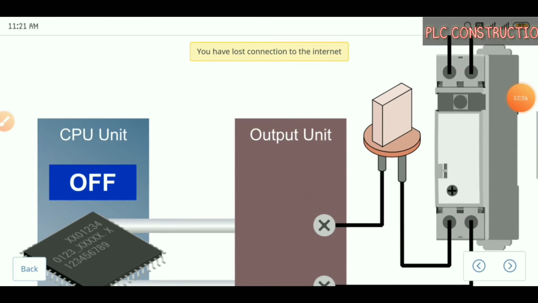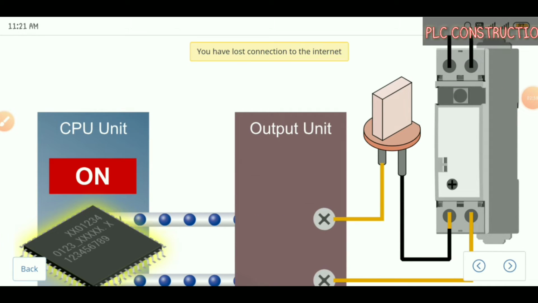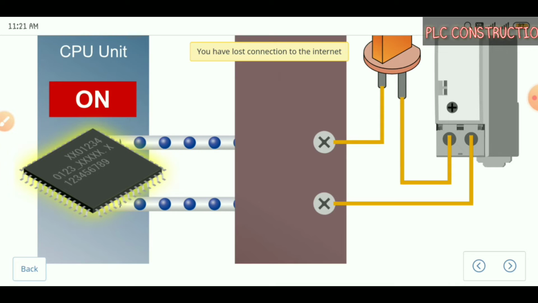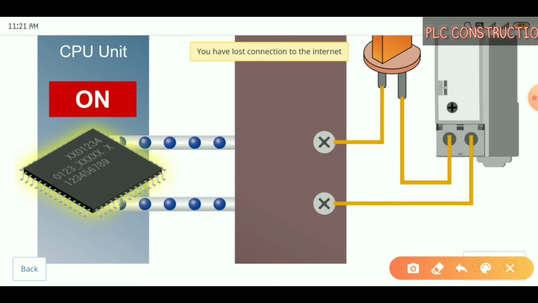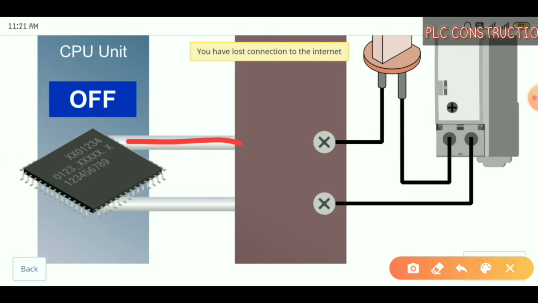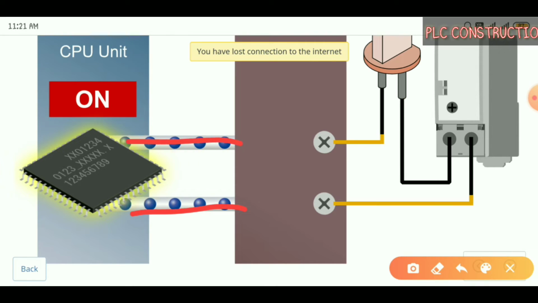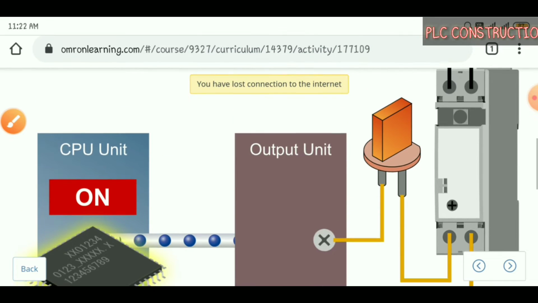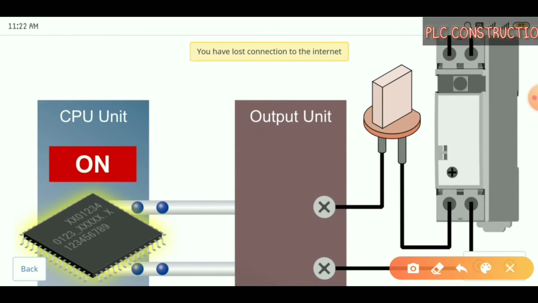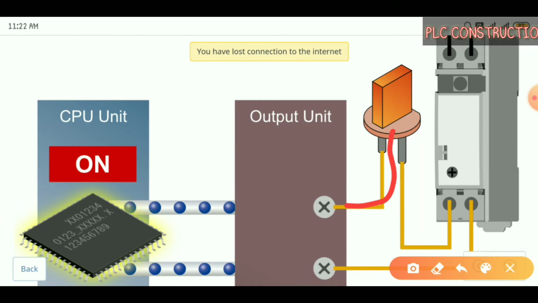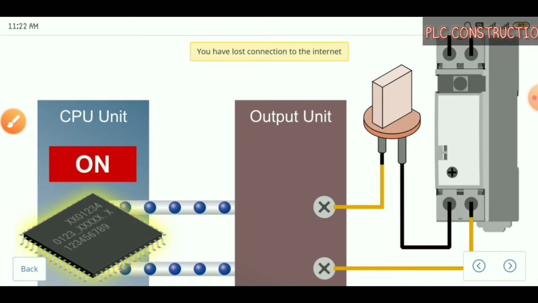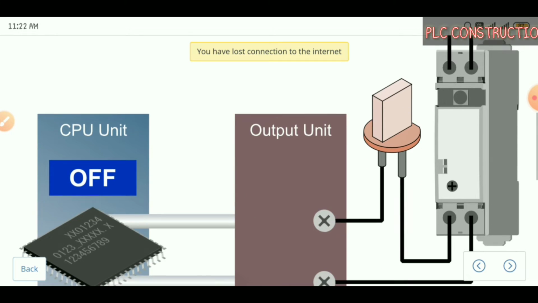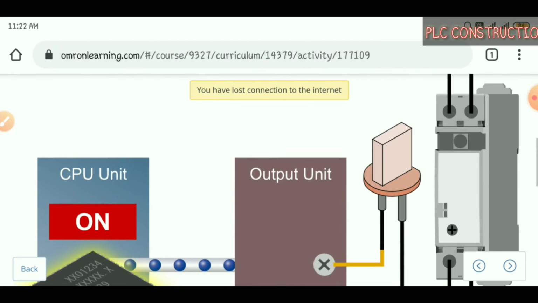Same for output units also. Here you can see that after confirming all the logic from the input devices, the CPU will send the signal to the output unit. The signal comes through this and the lamp will glow. So like this the output will work, and we do the wiring like this only.